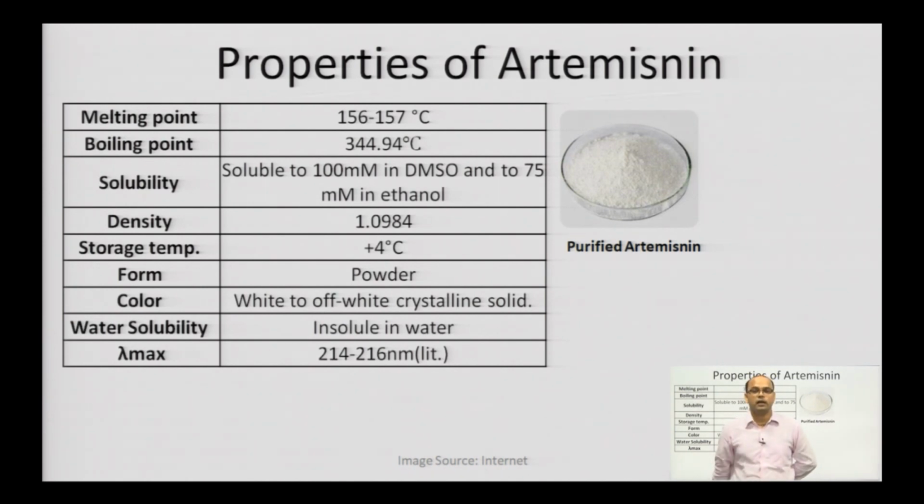If we look at the form of artemisinin, it occurs in the form of white to off-white crystalline solid powder. Water solubility, as we have already seen in our previous slide, it is insoluble in water. It has a lambda max value of 214 to 216 nanometers. Lambda max means the UV wavelength at which our phytoconstituent shows the maximum absorbance of ultraviolet radiation.